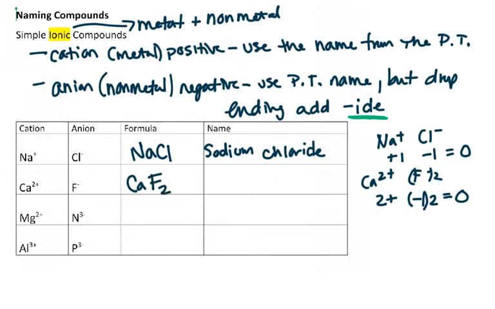So again, calcium is the cation, so we're going to write the full name. We're not changing it, calcium. And then fluorine, we're going to drop the ending and change it to ide. So fluorine becomes fluoride.